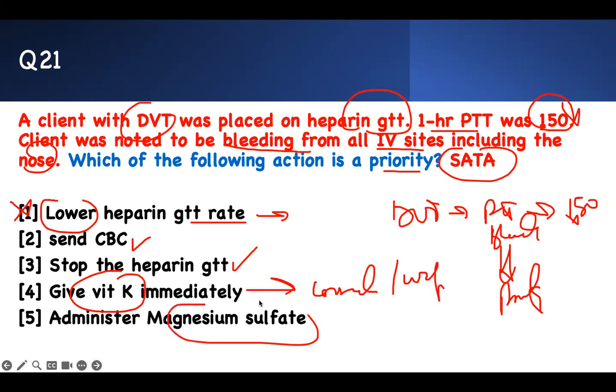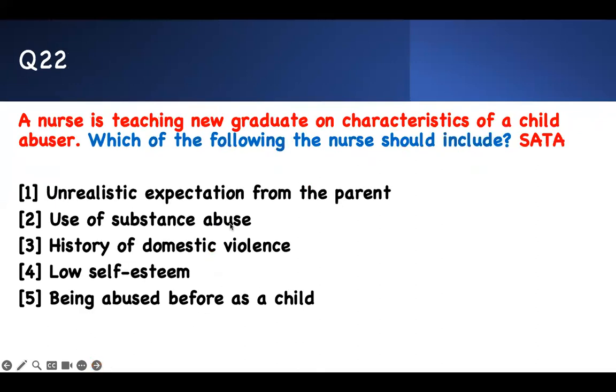Administer magnesium sulfate. No, it's a trap. It's protamine sulfate, not magnesium sulfate. Protamine sulfate is for heparin. So 2 and 3 are your right answer. That's all you need. Okay. Really hard question, but I require you to think.